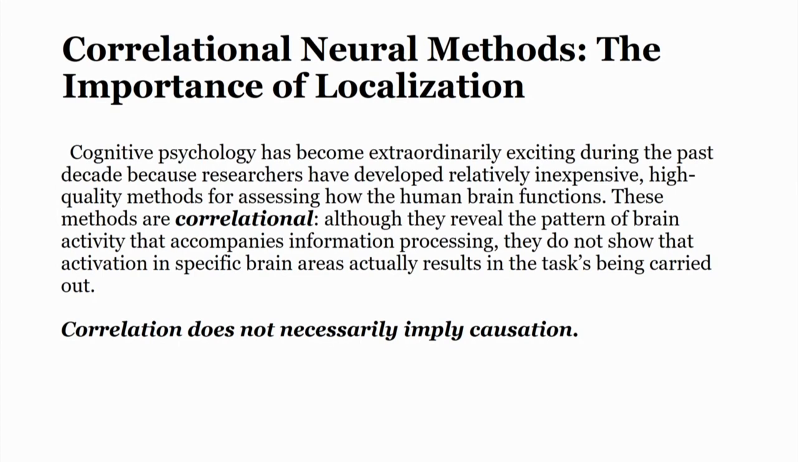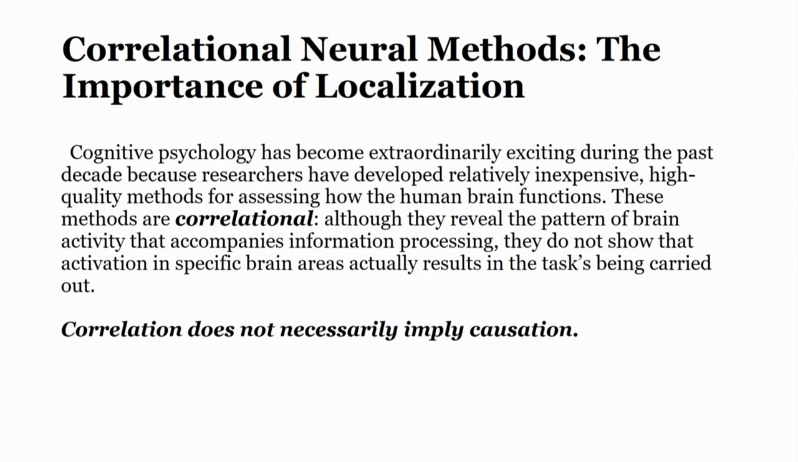Another problem with this method is that correlation does not lead to causation. Correlation simply means that two events are related to each other. It does not mean that process A leads to process B. And so, we cannot with confidence say that excitation of a particular brain area leads to a particular mental event, a particular mental process, a particular cognitive event.